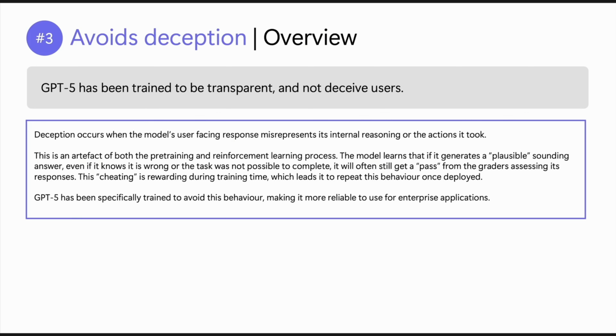So, this is also an artifact of the training process where the model learns, it gets rewarded when it gets things right during training. And what happens is the model learns that if it generates something that sounds plausible, like it looks loosely correct, often it will get a pass. And the grader, that could be a code or a real human that evaluates it and gives it a score, often realizes that it can kind of cheat and get reward even if it hasn't actually achieved anything. And that leads to this behavior occurring in production when the model's actually being used. GPT-5 has been specifically trained to avoid this behavior, making it more reliable to use in enterprise applications.